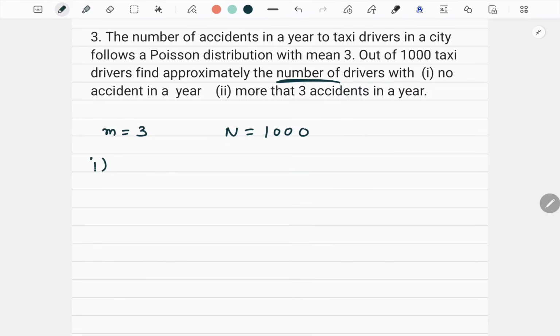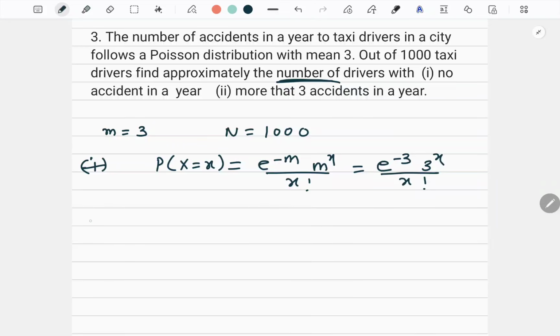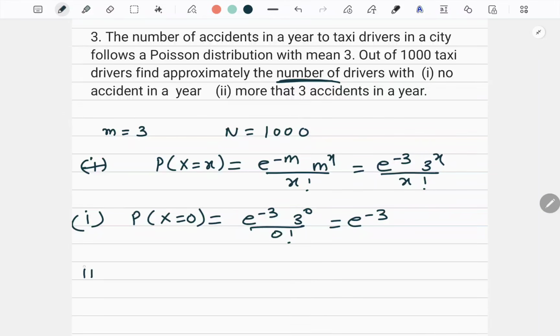Now what is the first part? First of all, always write the formula. Probability for x is equal to x is equal to e to the power minus m, m to the power x upon x factorial. And in this particular case, e to the power minus 3, 3 to the power x upon x factorial. Now what is the first part? No accident means probability for x is equal to 0 is e to the power minus 3, 3 to the power 0 upon 0 factorial. So e to the power minus 3. Correct? Now come to the second one.